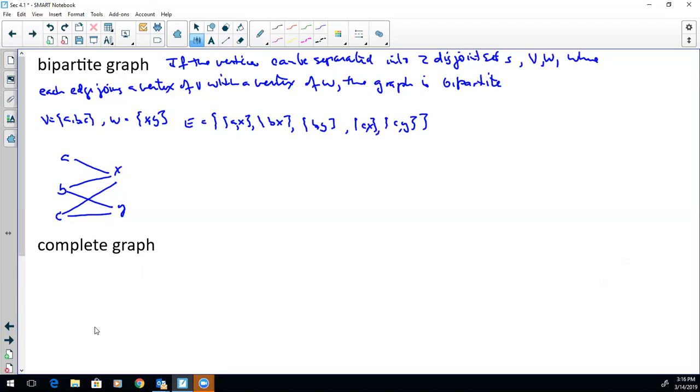Now, a complete graph. Okay, a complete graph is a simple graph, so no loop and no multiple edges, where every pair of vertices are joined by an edge.